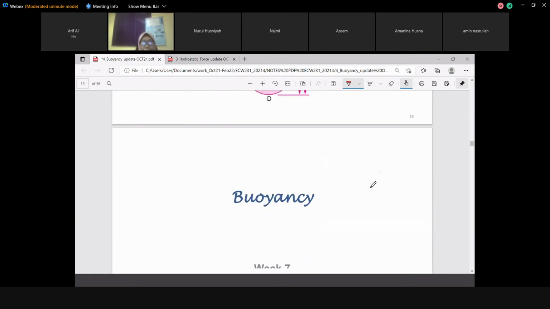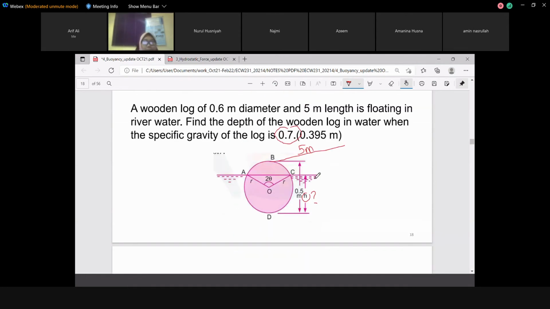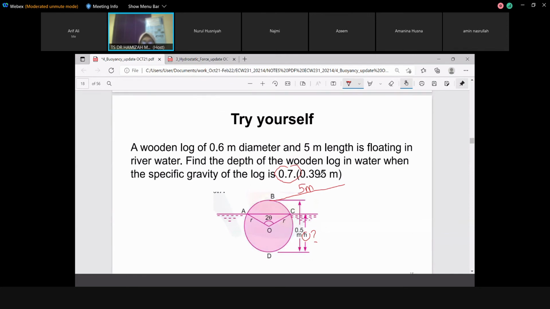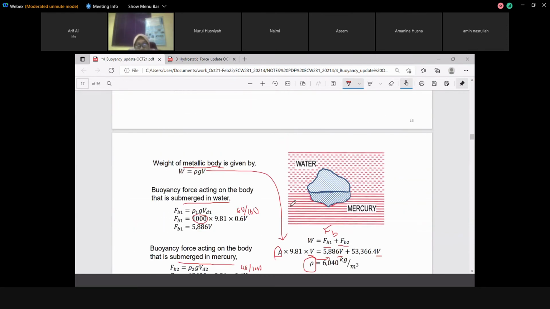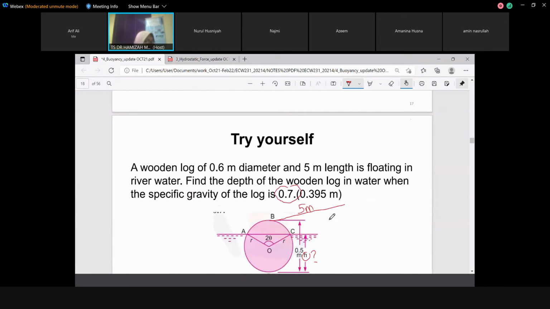Okay, you can try this one. Okay, so senang je kan? Dia sama je konsep dengan vertical forces yang you belajar on hydrostatic forces tadi. Okay, so for now ada soalan tak untuk buoyant force?